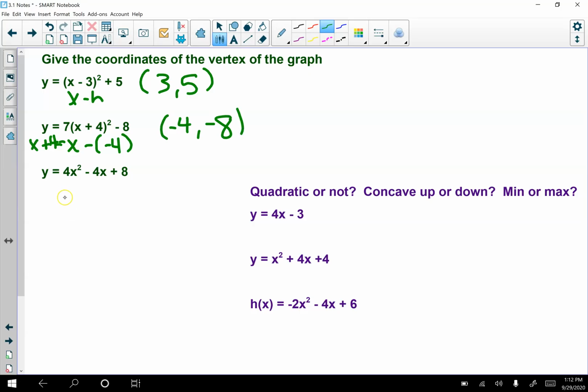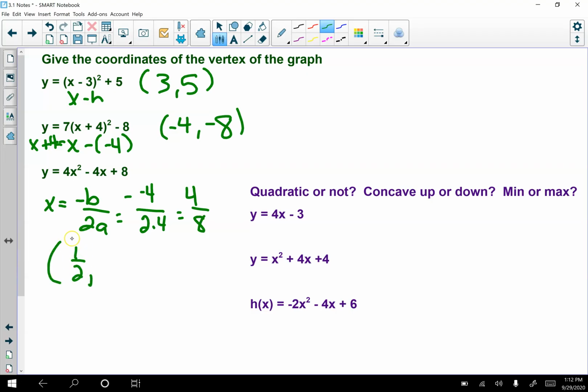And then the vertex for this one's a little bit more difficult because I have to find x. The x part of the vertex is negative b over 2a, and negative of negative 4 all over 2 times 4. So that's 4 over 8. So x is 1/2. And then if I were to take this 1/2 and just drop it in on your calculator, I would get 7. So notice how you find the vertex in the two different forms.